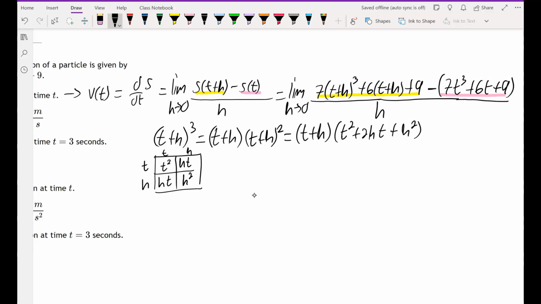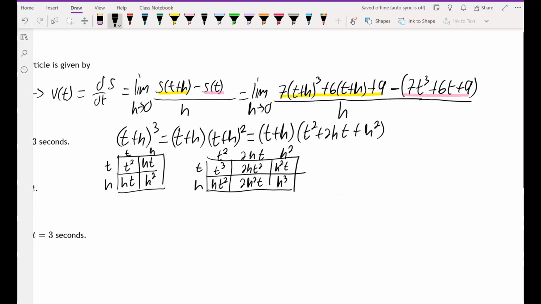And now we have to figure out what that is. So we have to distribute t plus h into t squared plus 2ht plus h squared. And when you do that, you're going to get the following. You could also write it out the following way as a little rectangle. Okay, but regardless, this will give you t times t squared, which is t cubed. And then it'll give you t times 2ht, which is 2ht squared. And then it'll give you t times h squared, which gives h squared t. And then you'll multiply h with t squared, that will give you ht squared. And then you'll multiply h with 2ht, which will give you 2h squared t. And then you'll multiply h with h squared, which will give you h cubed. And that's the distribution of that.